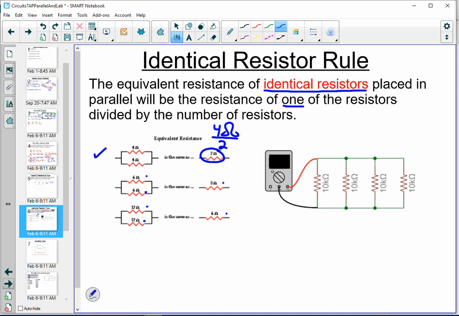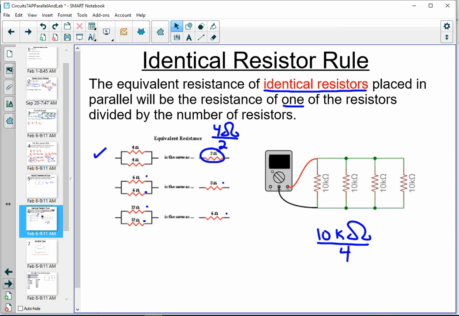This also works with any number of resistors. The example on the right has 4 10 kilo ohm resistors. So the way we would solve this out, you would take one of the resistors, which is 10 kilo ohms, and you would divide by the number of resistors placed in parallel, and we would get a number of 2.5, which if we do our reveal on the meter, there it is, 2.5 kilo ohms.